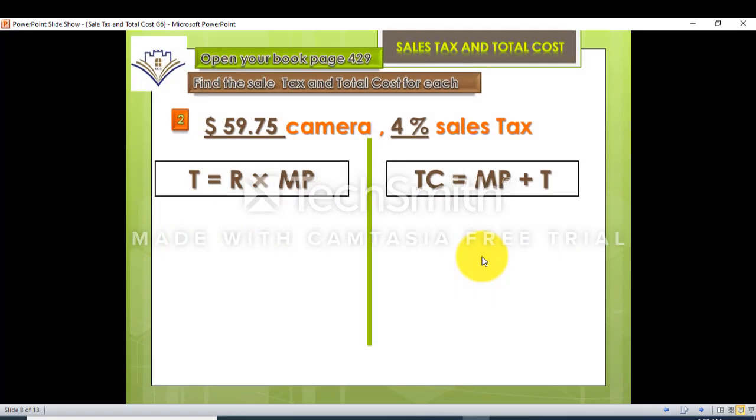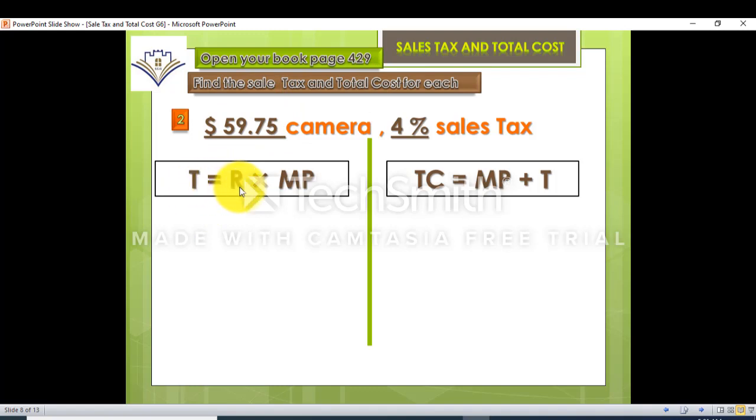Look at the second question. $59.75 camera and 4% sales tax. I need to find the sales tax and total cost. Firstly, we should get the sales tax.